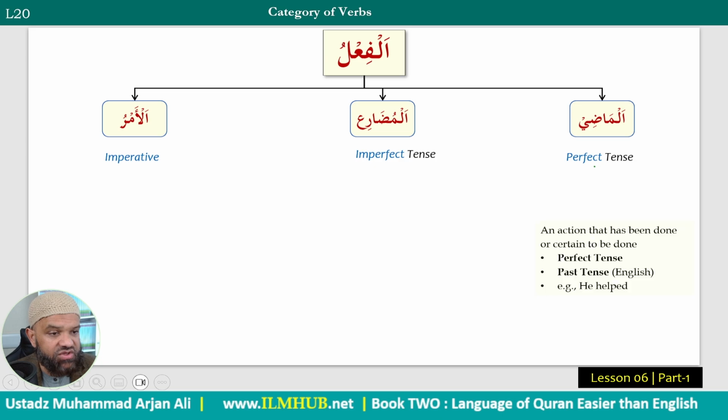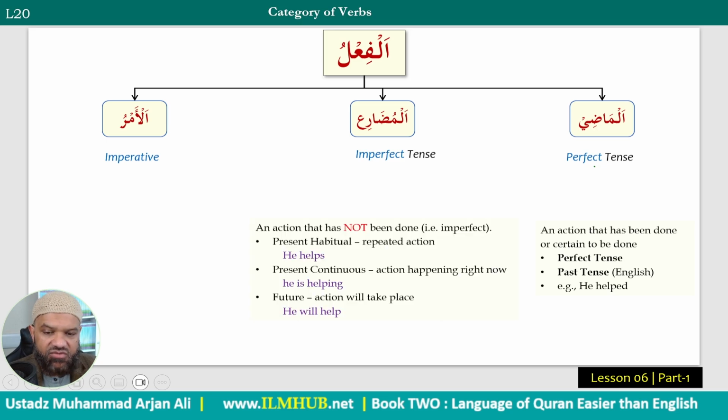So we've done the madi, where we learned that it is the action that is complete at the time of speaking. For example, I ate, I slept, etc. Then we have the mudari, which is the one we're looking at now. Now, this is a bit more detailed than the perfect tense verb in Arabic, because it involves three actions. One, habitual. For example, he helps, he talks, habitual. And then present continuous. He is helping, I am helping, you are talking. So this is present continuous. And also it can mean the future. He will help. So al-mudari covers all of these.